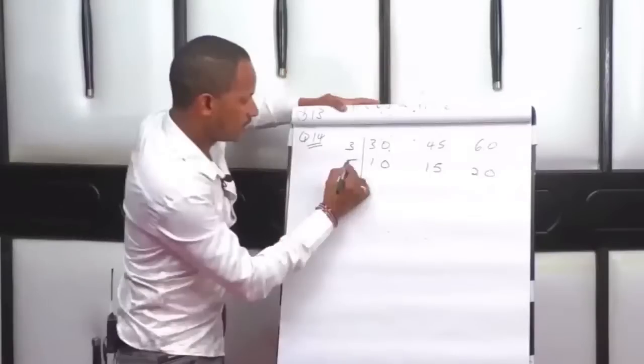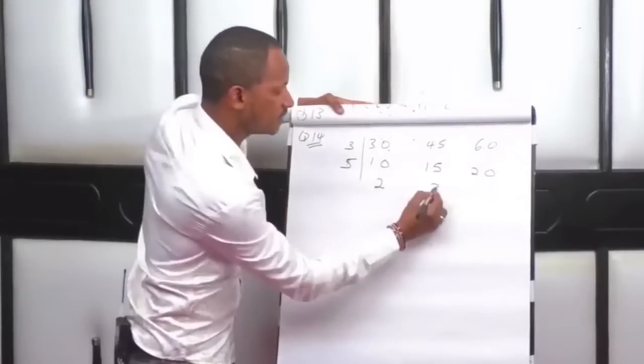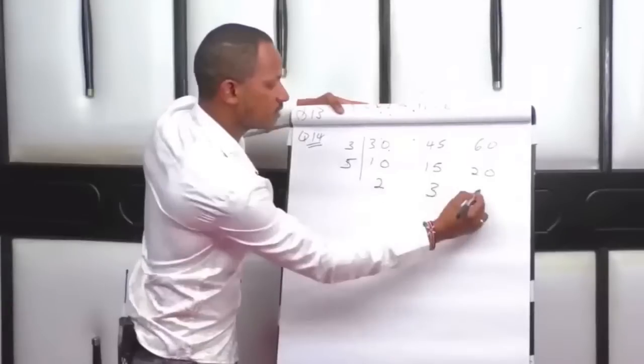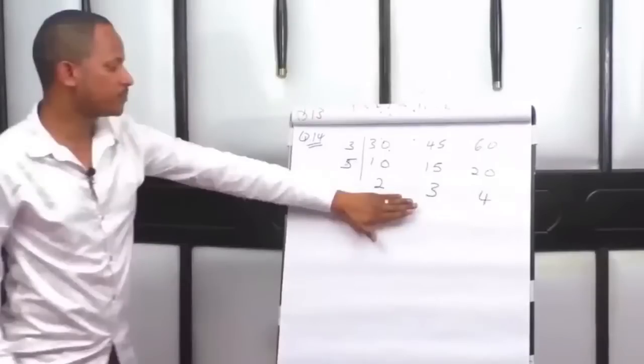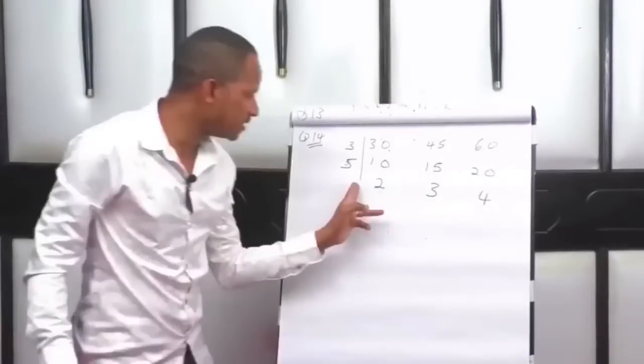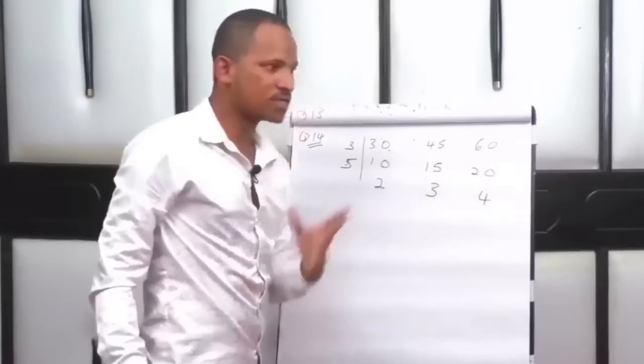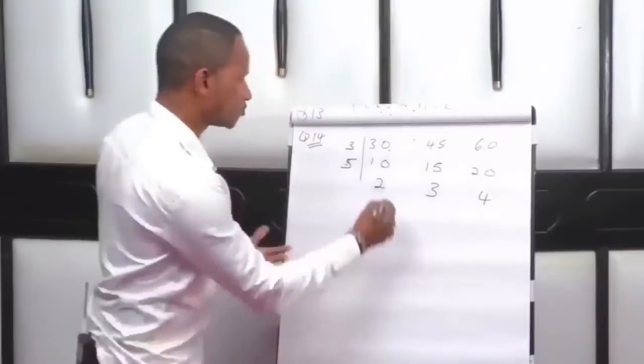5 can go into 10 twice. 5 can go into 15 3 times. 5 can go into 20 4 times. Then you stop there, because there is no other number that you can use to divide these numbers without a remainder. You will get a remainder. So you stop there.